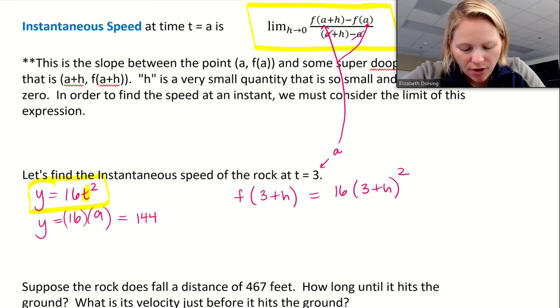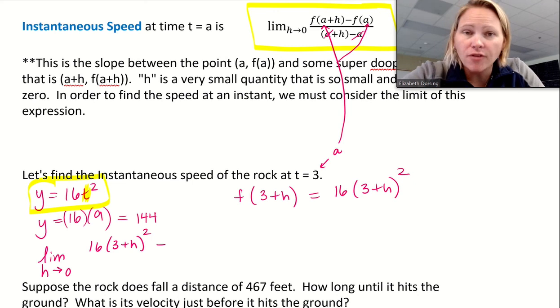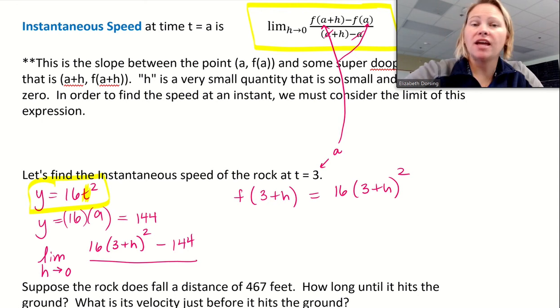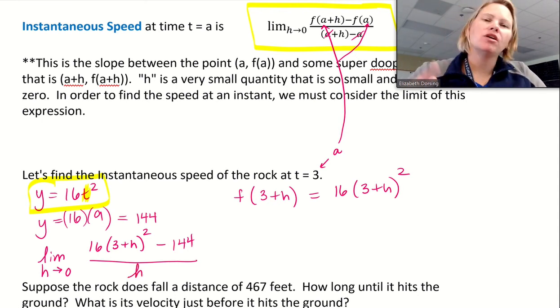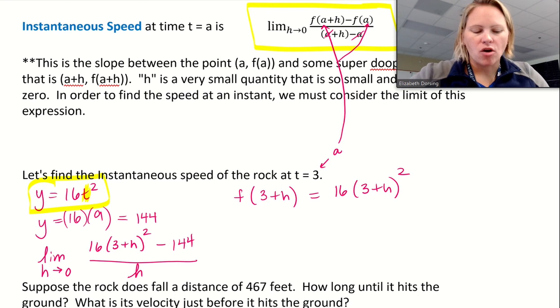So let's write it out. I'm going to find the limit as h approaches 0 of 16 times 3 plus h squared minus f of 3, that's the a value, remember, minus 144. And then I'm just going to let the a's be canceled out. They're going to cancel anyway, all over h. Now, if I try to plug in 0, I'm going to get 0 over 0. Every single time with this particular problem, you're going to need to do these following steps.